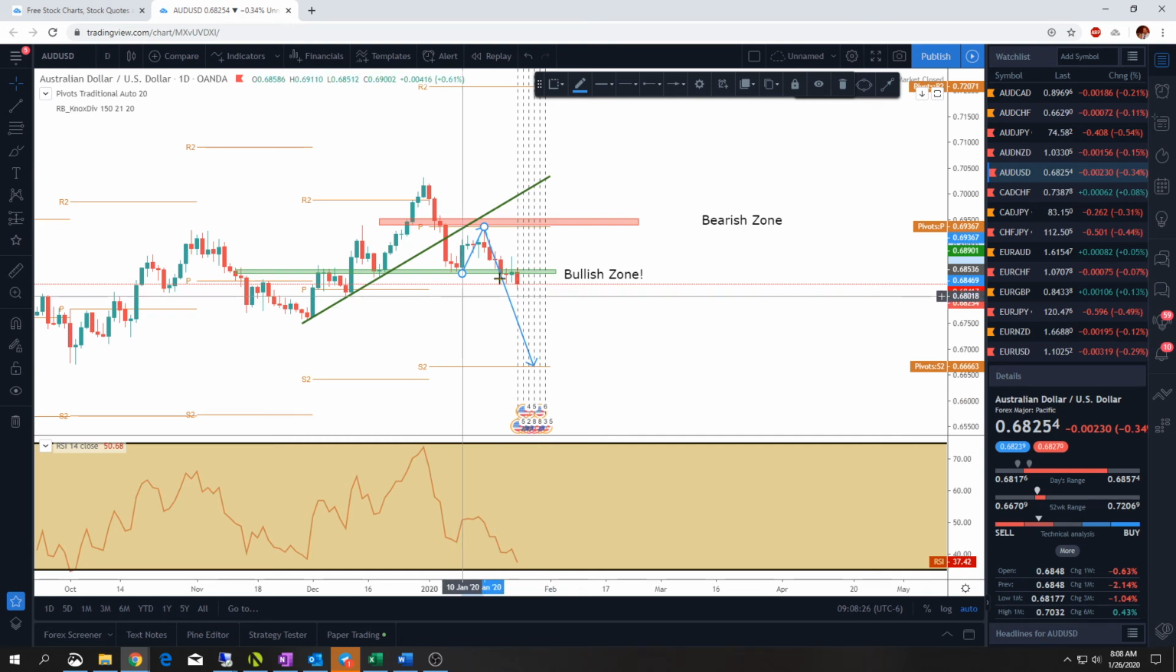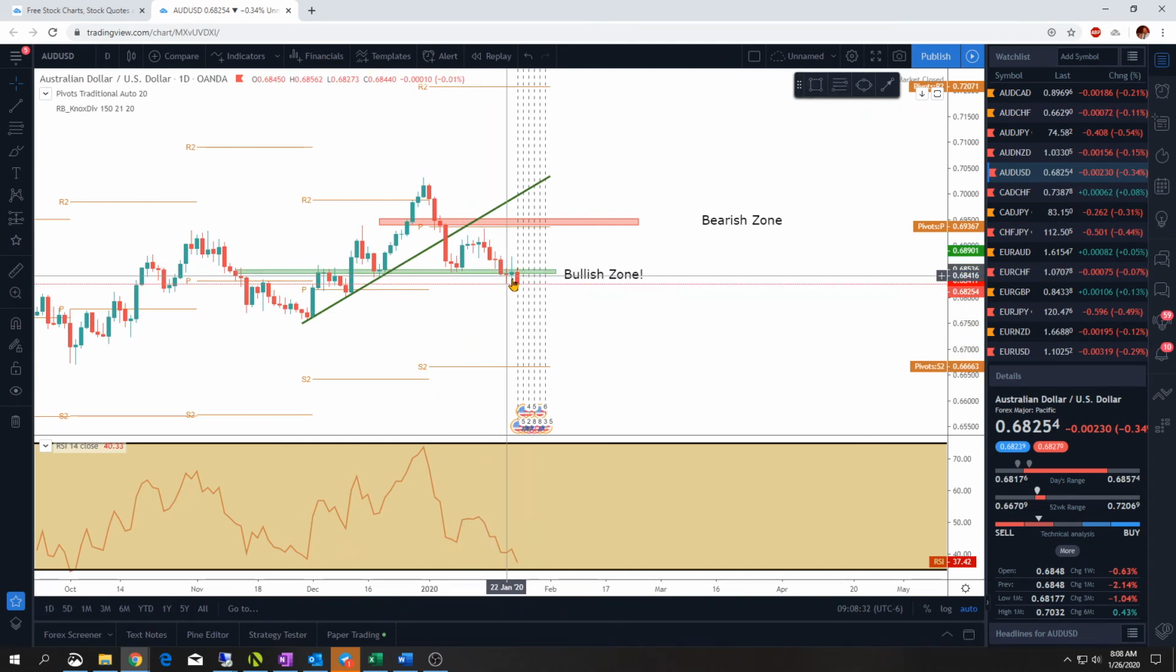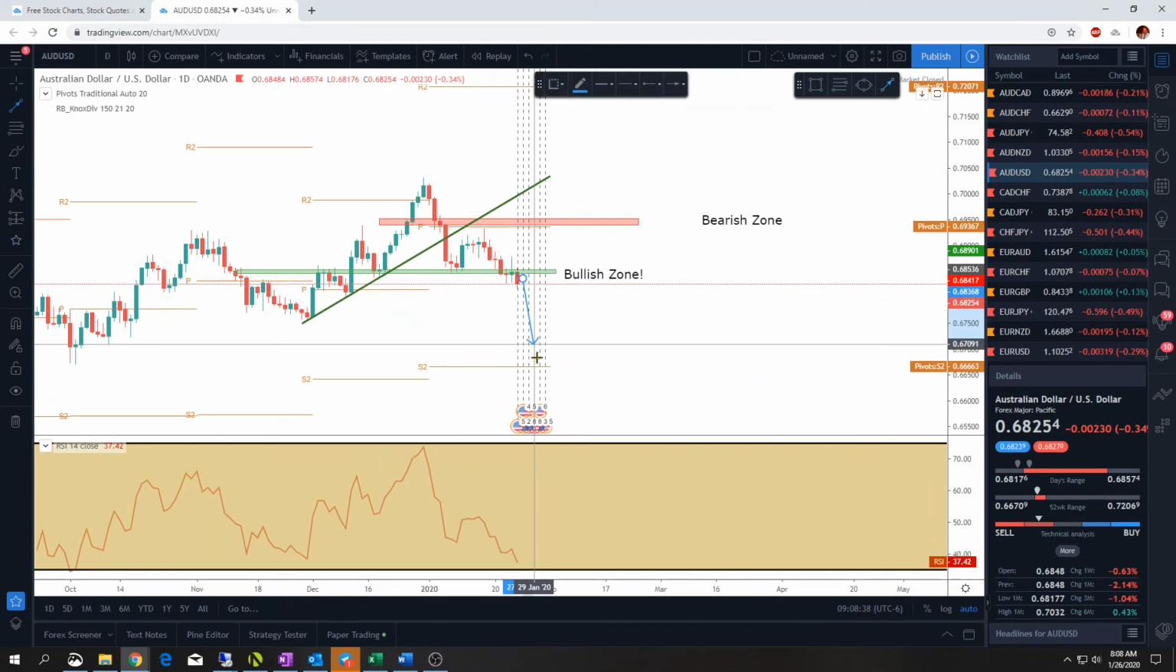So I love this pair now that prediction's over. I love this pair short down to this S2. We're pretty much right out of the gate. I think we're good to stay short.